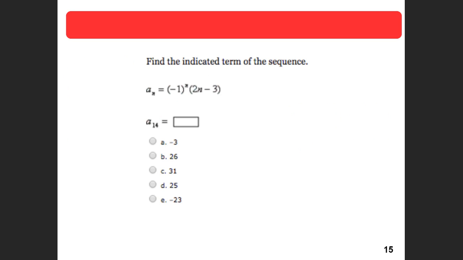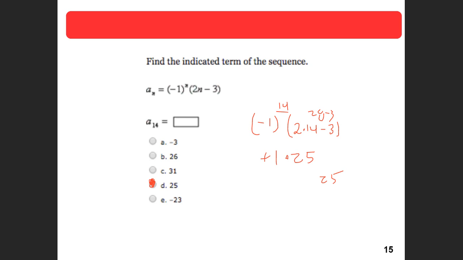Okay. It says find the indicated term of the sequence. a sub n is equal to -1 to the nth times 2n minus 3. It wants you to find a sub 14. So it really wants you to find the 14th term. So I've got -1 to the 14th times 2 times 14 minus 3. Now, -1 to an even power is always positive. So it's going to be positive 1. 2 times 14 is 28. 28 minus 3 is 25. So really, I just have 1 times 25, which is just 25.